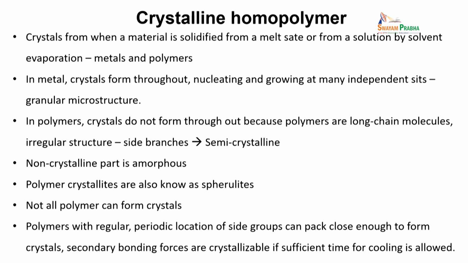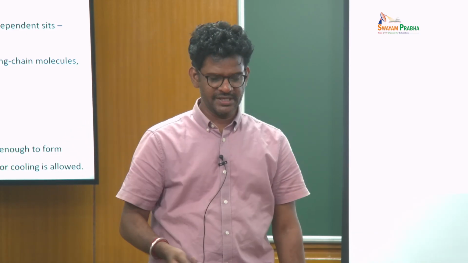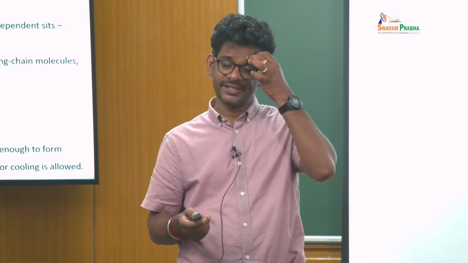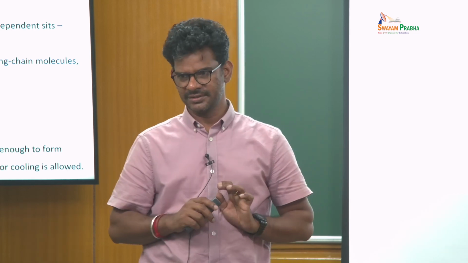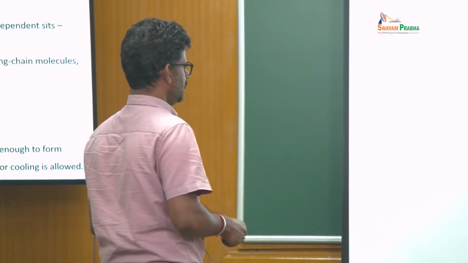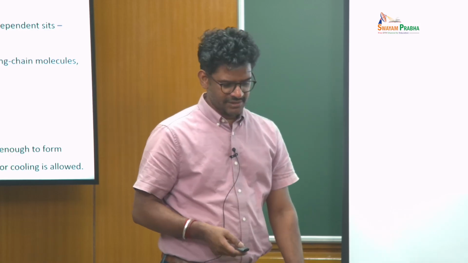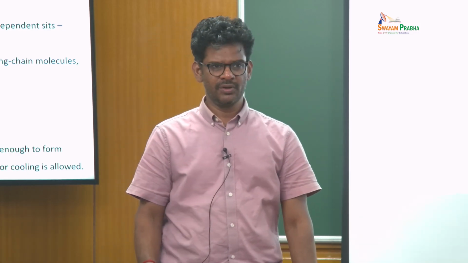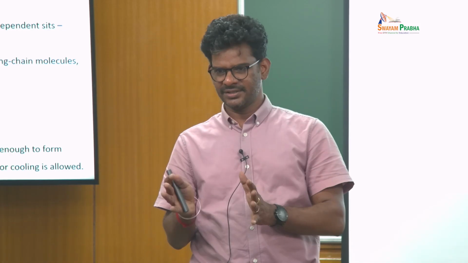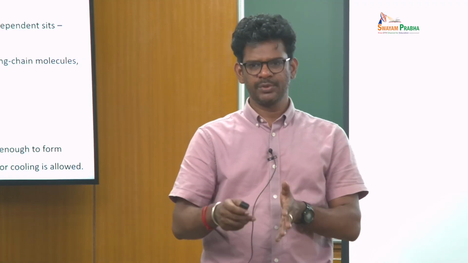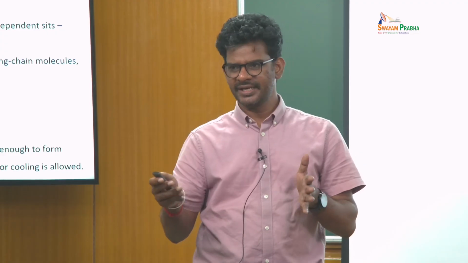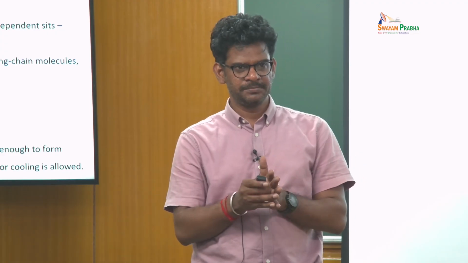And it is true that not all polymers can form crystals. Even if you change the processing condition, it is not possible to make crystals of all polymers, okay. There are only some kinds of polymer that you can make crystals of. Typically, if you ask which polymer will form crystals and which won't, you are basically asking about some characteristics. Those characteristics are that you should have a very regular arrangement of side groups, so that they can come together and pack nicely, okay.